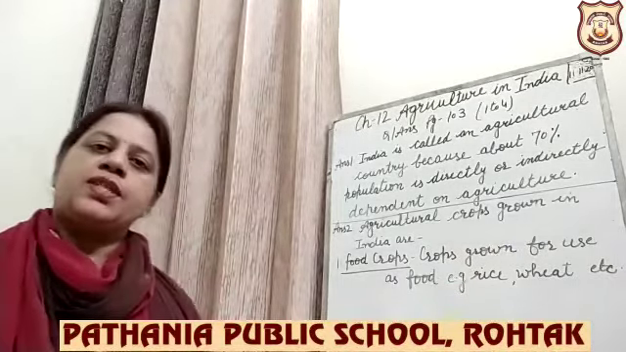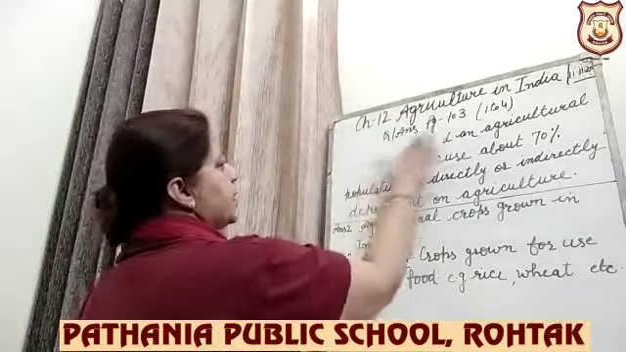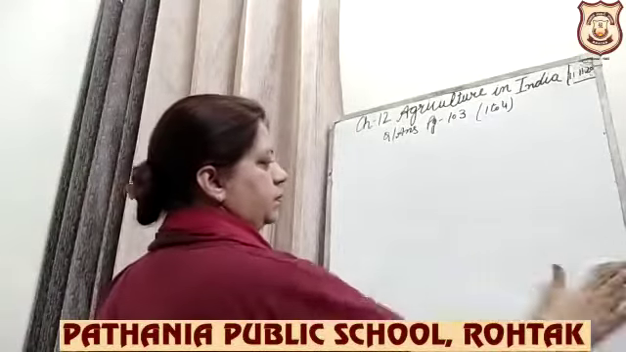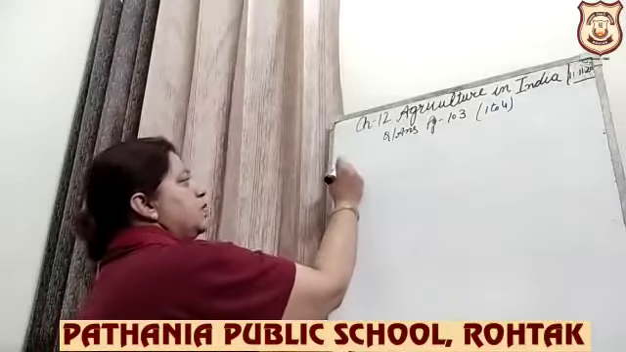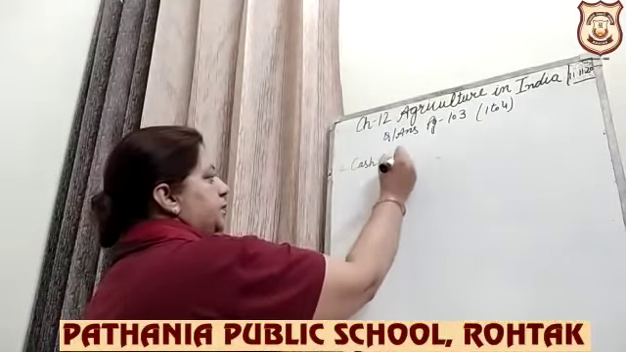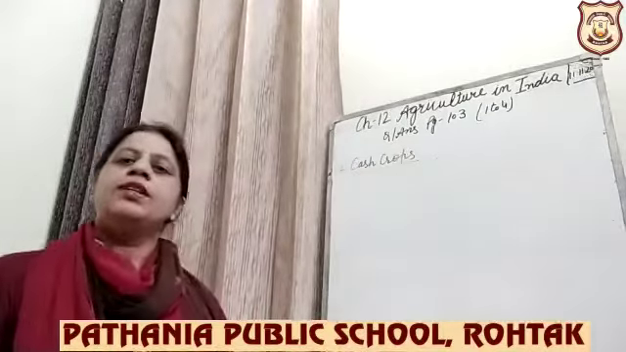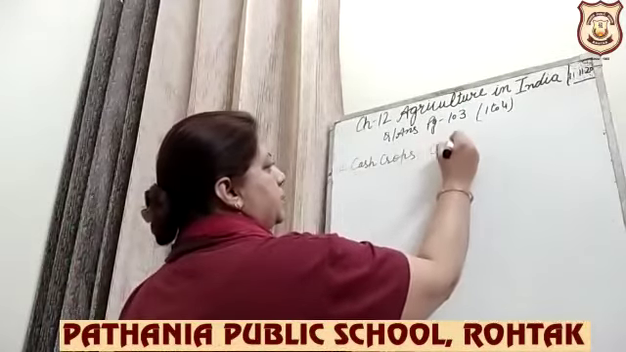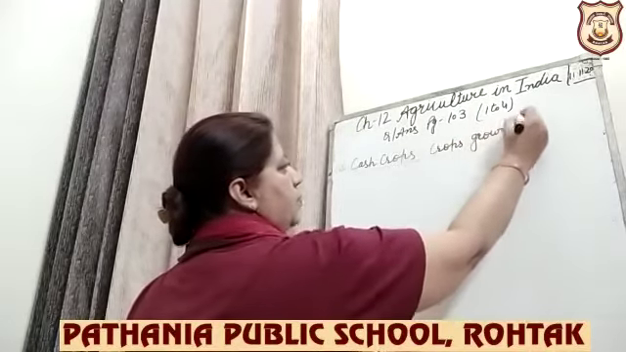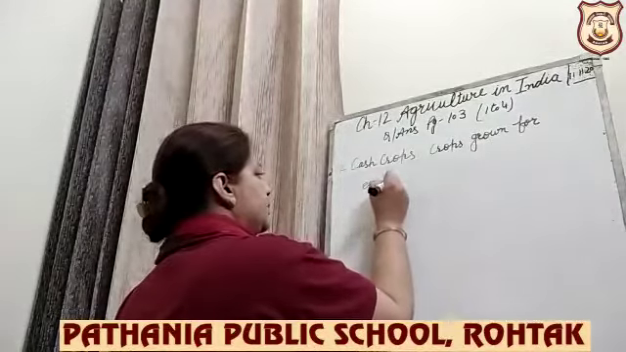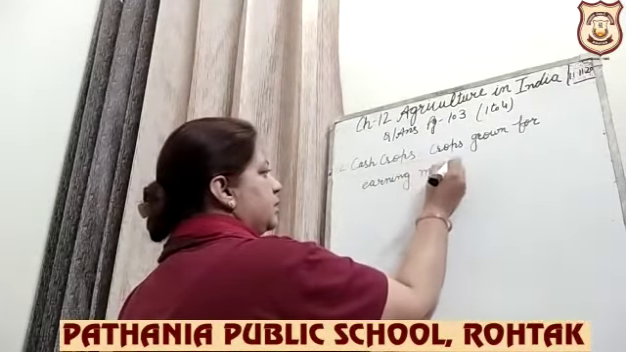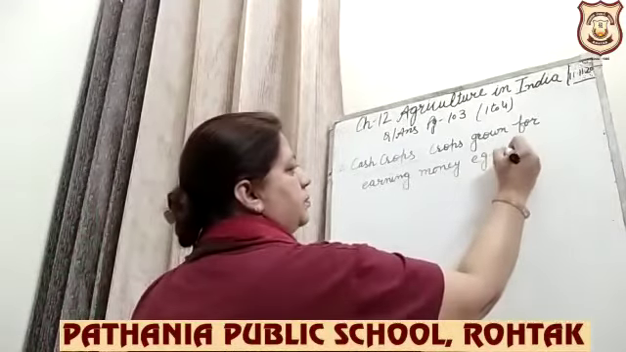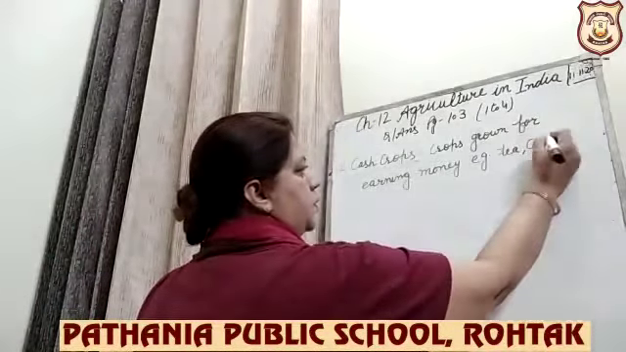Now you will write about cash crops. Number 2, cash crops. Okay. So what are cash crops? You have to define cash crops. Crops grown for earning money. For example, you have to write the examples, tea, cotton, etc.